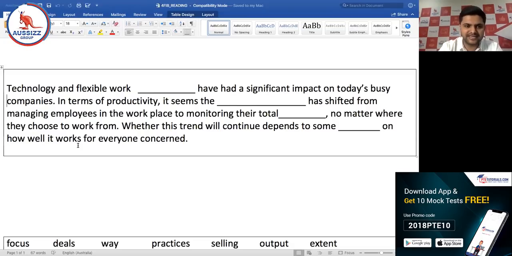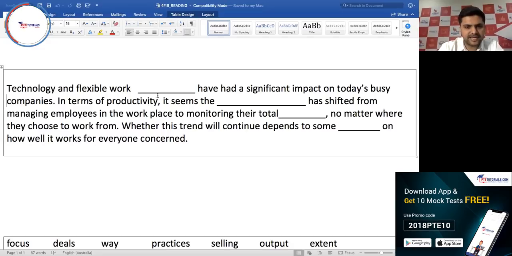Just skimming this text for the first time gives you an idea that this text has something to do with technology, something to do with flexible work in technology companies, and it concerns productivity. So once you have skimmed it, you know that you are reading a text that involves companies, technology, productivity, and flexible work, and it is talking about managing employees in the workplace. So let us look at the placement of the first blank.